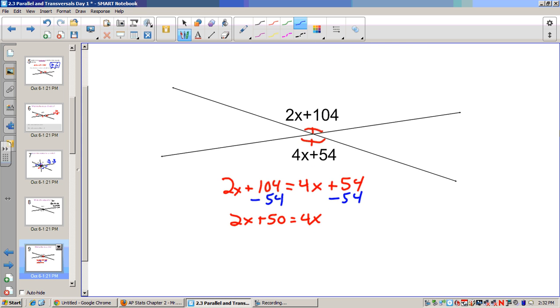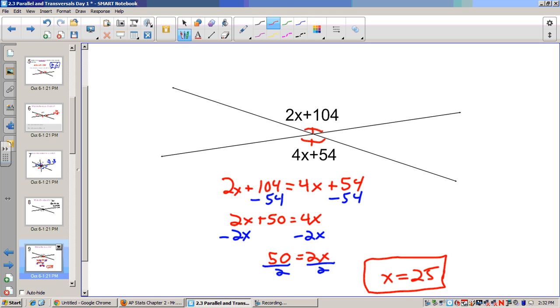Now if we subtract 2x on both sides, we're going to have 50 equals 2x. Divide by 2, and x equals 25. Now keep in mind, the angle doesn't equal 25. Some people will get done with this problem and they'll be mad and they're like, that angle doesn't look like it's 25. And they're right. That's not a 25-degree angle.